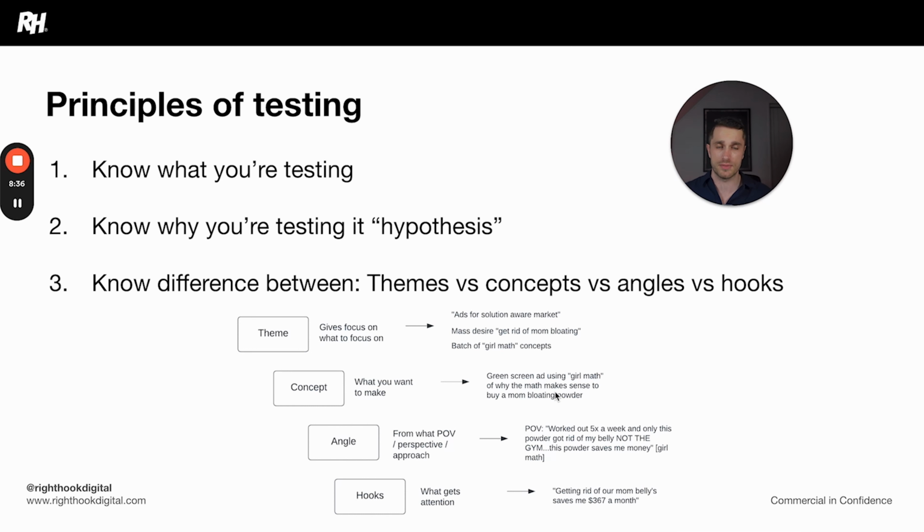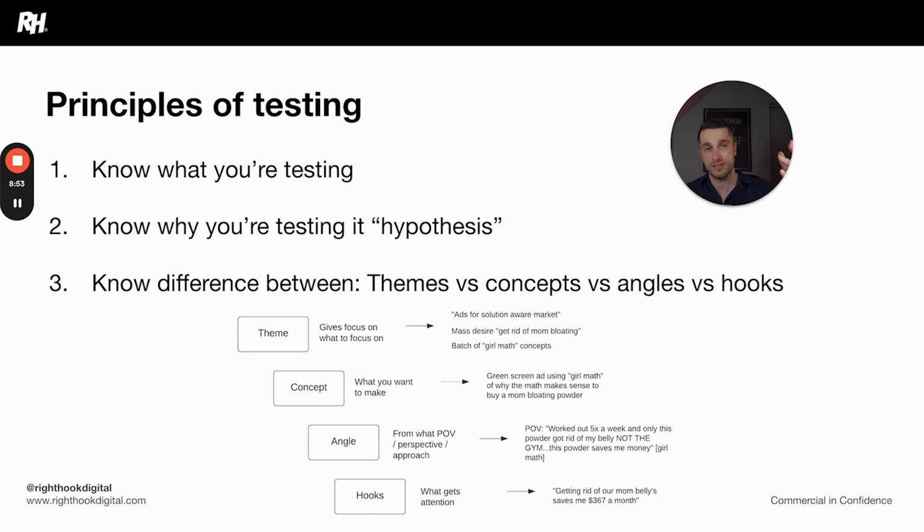Then we come up with concepts. So we have the theme, then we do the concepts. And the concept is, what do you want to actually make? What do you want to make? So in this example, we want to make a green screen ad using girl math, or why math makes sense to buy this powder, okay?